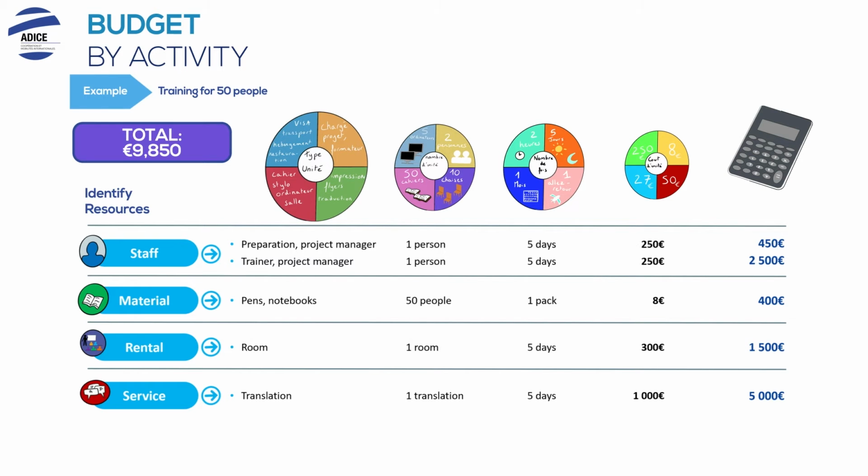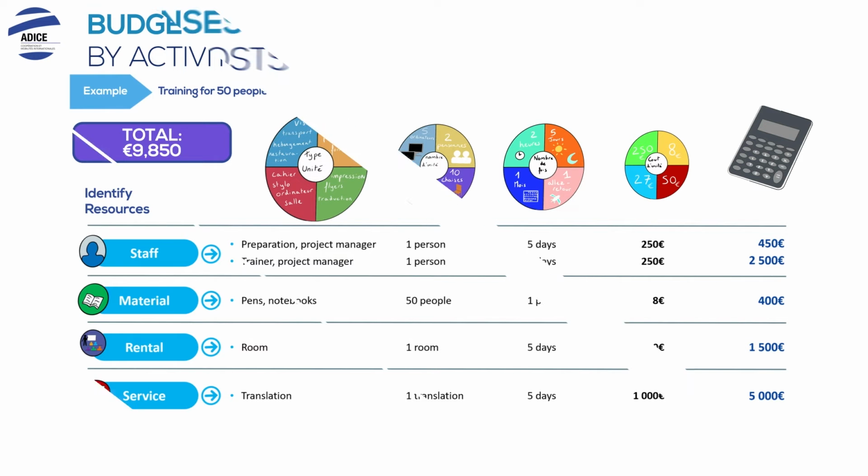Once you have received the quotes, note the unit cost for each expense and calculate the totals. Repeat the action for all activities.